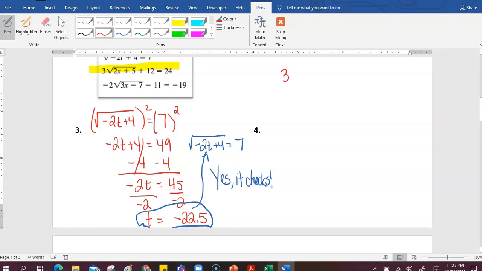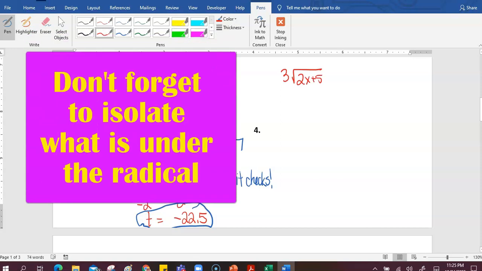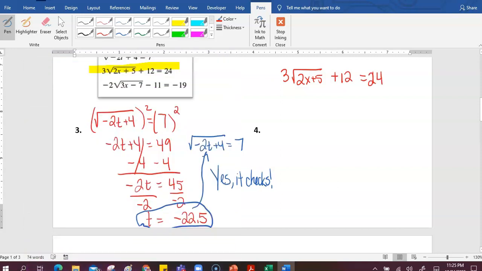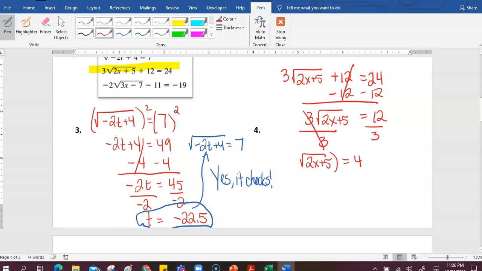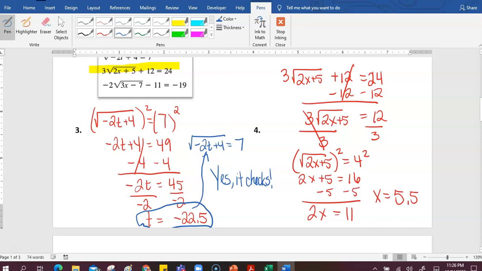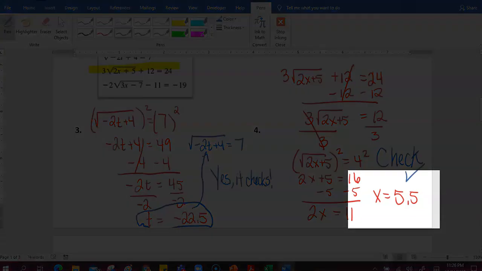And in number 4, we do not have what is underneath the radical isolated, which means the radical is not by itself. There's still some things in the problem that need to be moved to the other side. So first I'm going to start by moving my 12. Then I'm going to divide by the 3. Now I am ready to square both sides. Next we check it, and when you check it, you will find out that you are fine, and your answer is x is equal to 5.5.